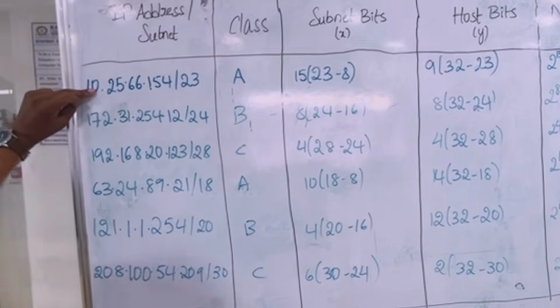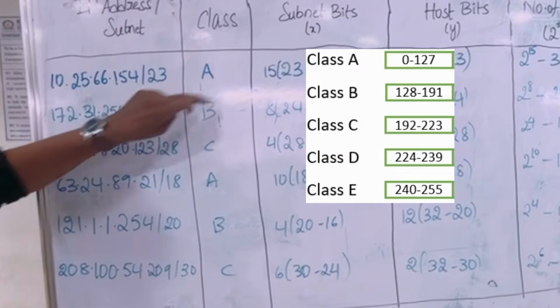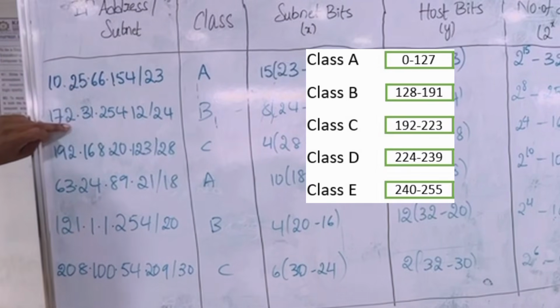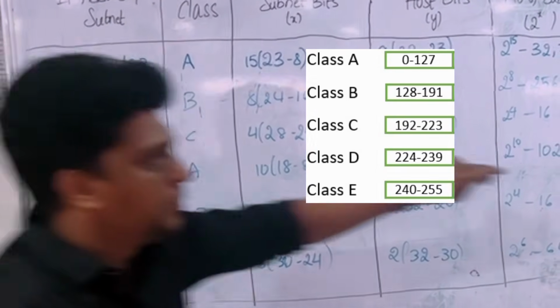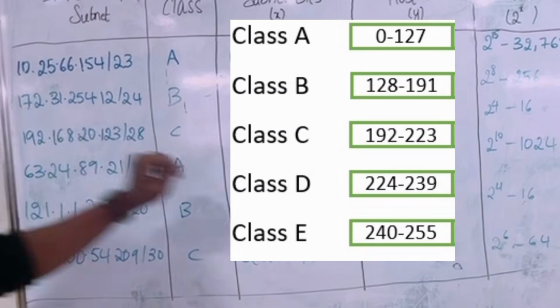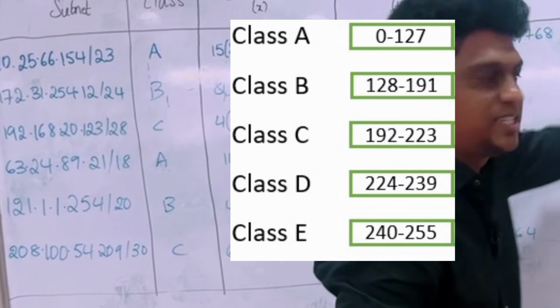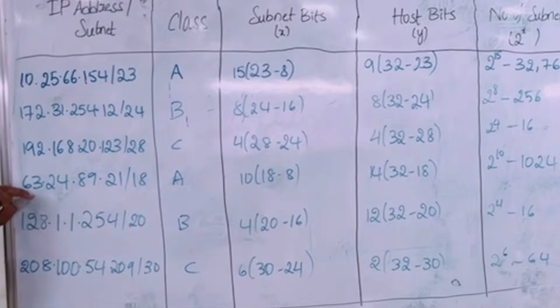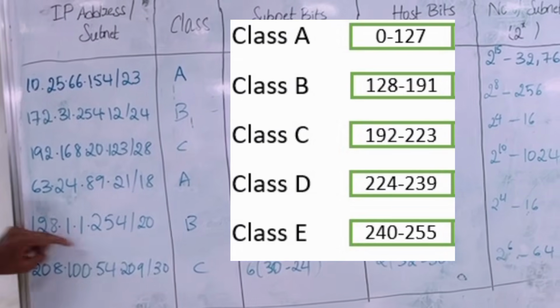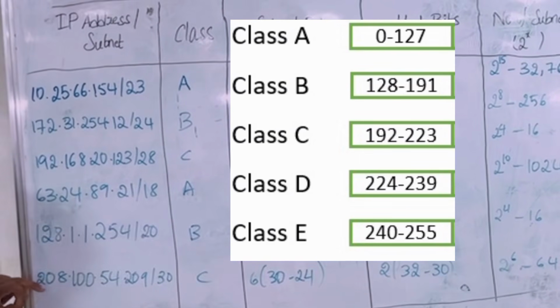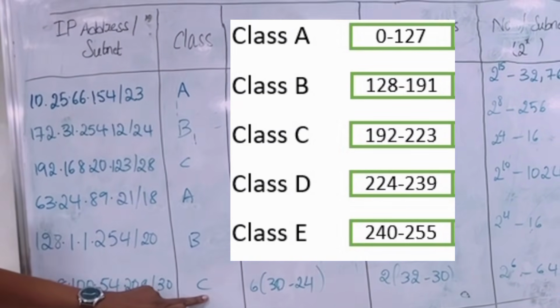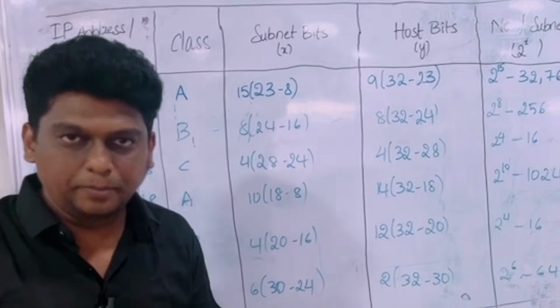So 10 comes under class A. Then 172 comes under class B. Then 192 belongs to class C. Then 63 comes under class A, 128 comes under class B, and 208 comes under class C. So this is how a class can be determined.